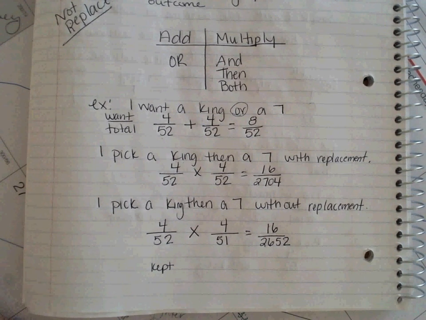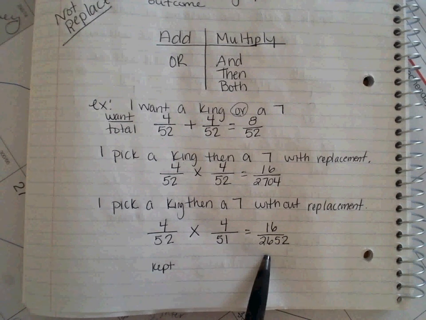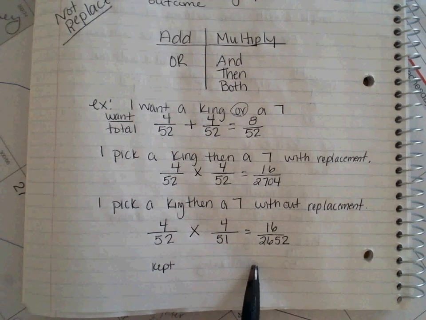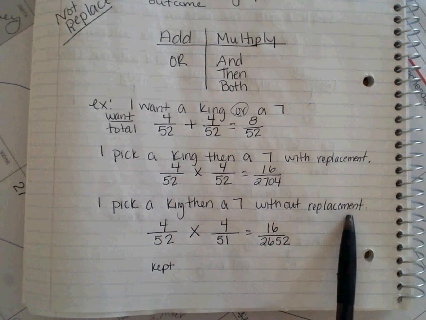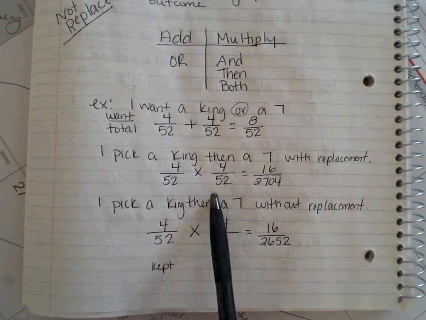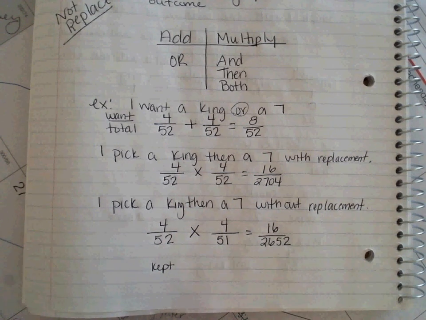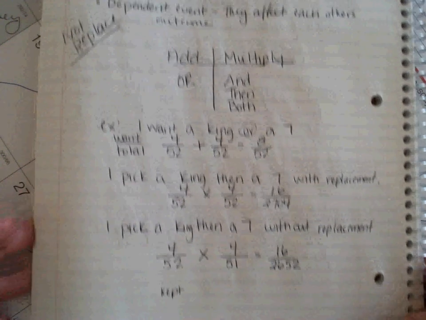So when I look at these 3 different types of questions, all combining 2 different events: when you see the word or, it means to add. If you see the word and, then, and both, that means to multiply. If you're not replacing it, that means you're keeping it in your hand, so you have 1 less card. If I picked a 3rd card and I didn't replace it, I'd only have 50 cards to pick from. So make sure that you look out for that word replacement, with and without replacement. If you put it back, that's perfect. It doesn't affect anything. If you don't put it back, it affects a lot of different information.